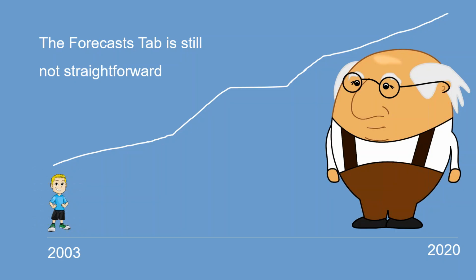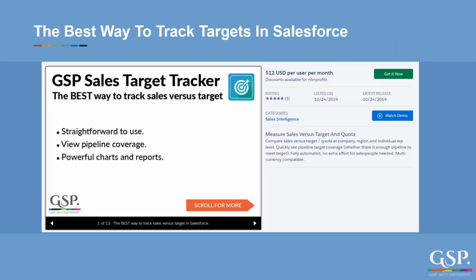So with all of that in mind, we set out to build an ideal way to track targets in Salesforce. And not only to create a better way, we absolutely wanted to create the best way to track sales against target in Salesforce. And it's not natural for an English person to be boastful about what they've achieved, but we think we have genuinely built the best way to track sales against target in Salesforce. We call it the GSB Sales Target Tracker.